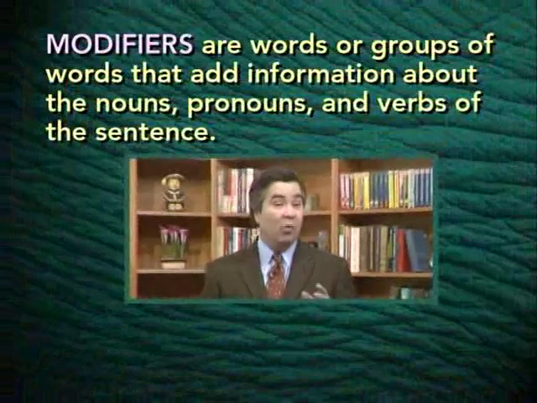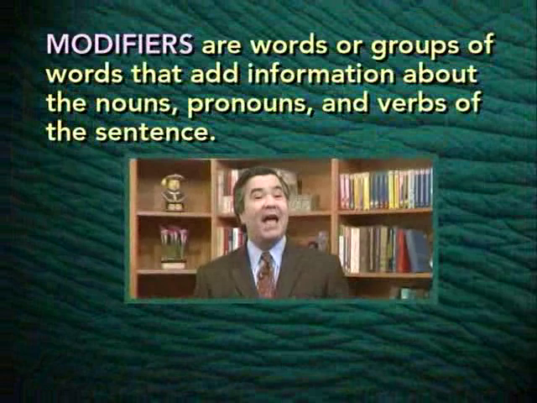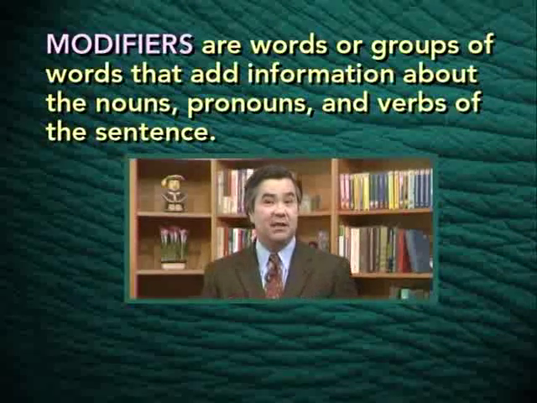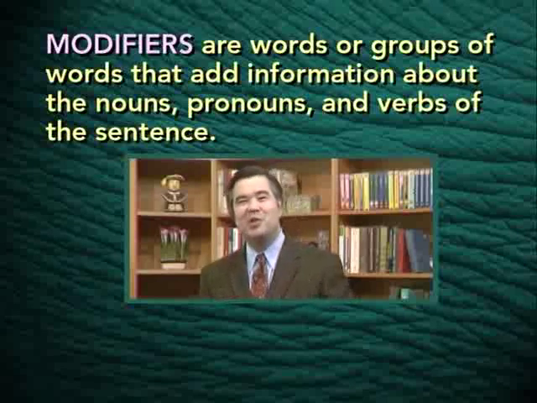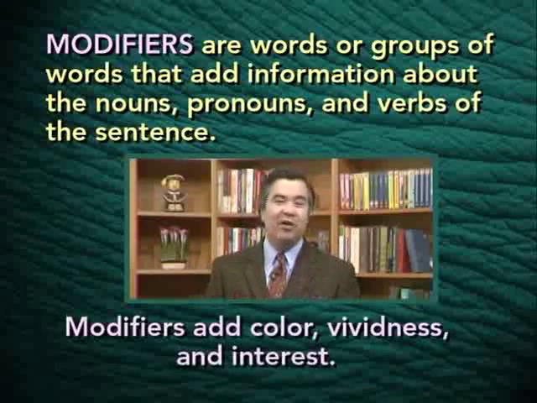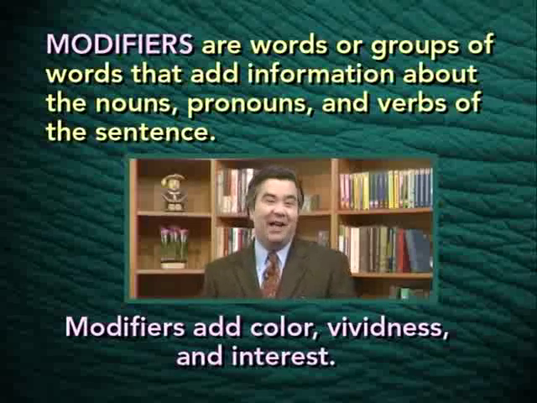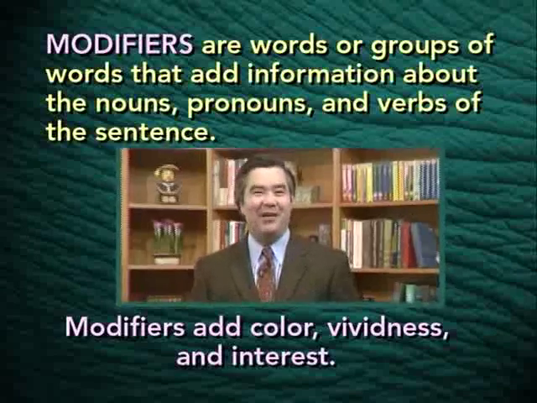In this program, we're going to look at a different part of the sentence. Our topic is modifiers. These are words or groups of words that add information about the nouns, pronouns, and verbs of the sentence. Modifiers give a special spin to the sentence. They add color, vividness, and interest. Think of modifiers as being like the chrome trim, the tinted windshield, and the CD player in your car.